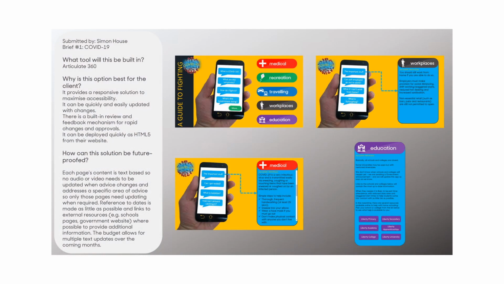Well, even with his passion for video and interactive, he hasn't pushed that as his solution, which is good because he's not pushing what he would love to do. He's looking at the needs of his client. So Simon is saying, let's use Articulate 360. It's great being able to use the review function and that feedback mechanism, so that works well with the updates that are happening regularly. And it is deployed as HTML5 from their website.